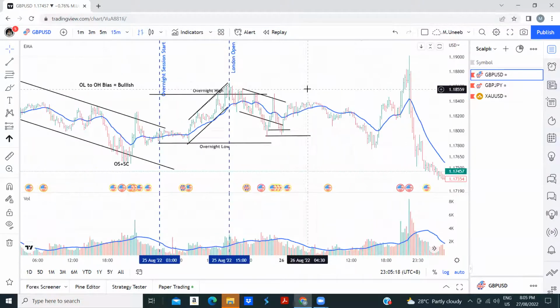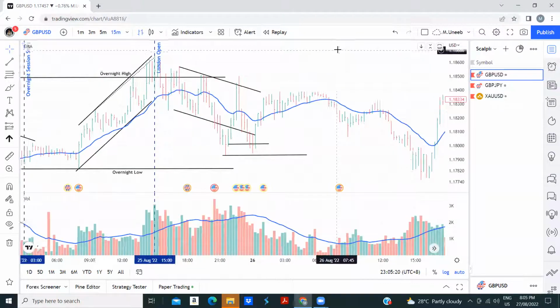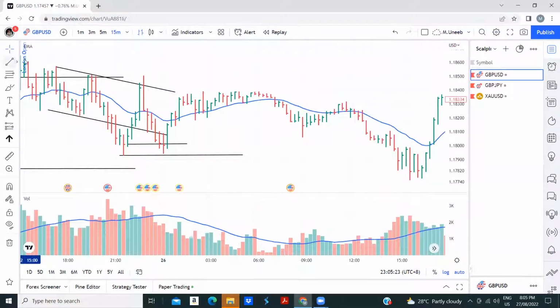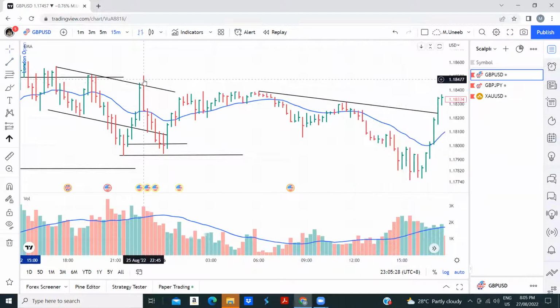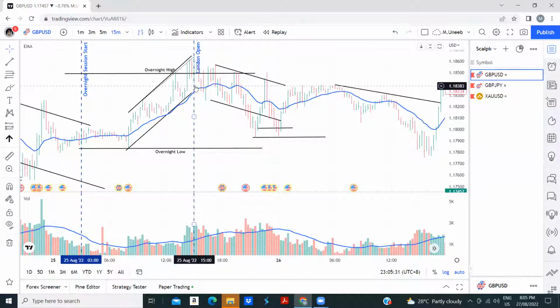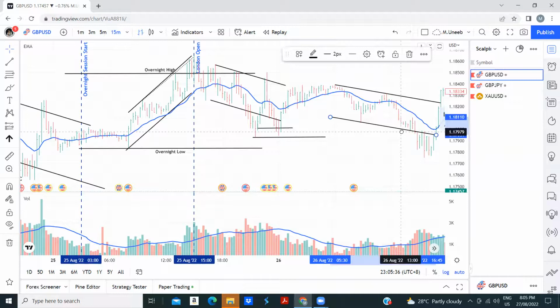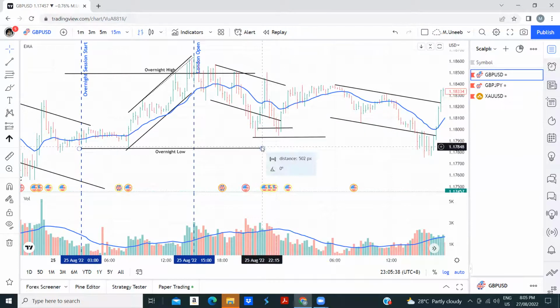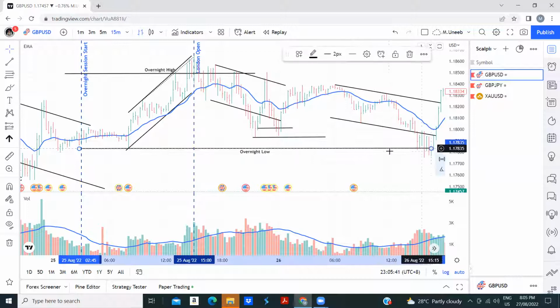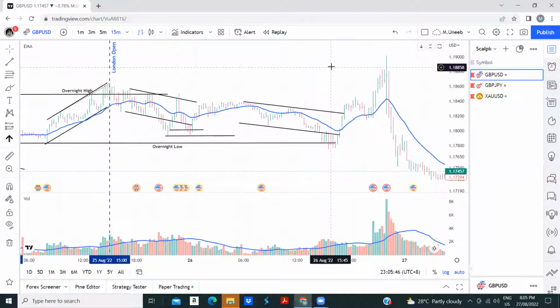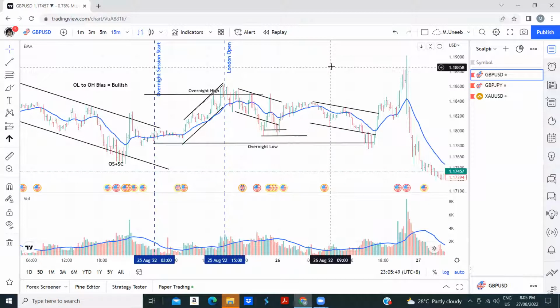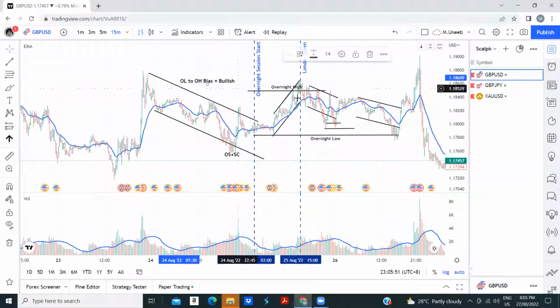Now, what happens? The price again makes a higher low here, comes back here again. And you can see as the price comes near overnight low again, the bias becomes what? Bullish. Can you see it? Okay. Because the long-term bias was bullish. Only at the near-term high, the bias was bearish.